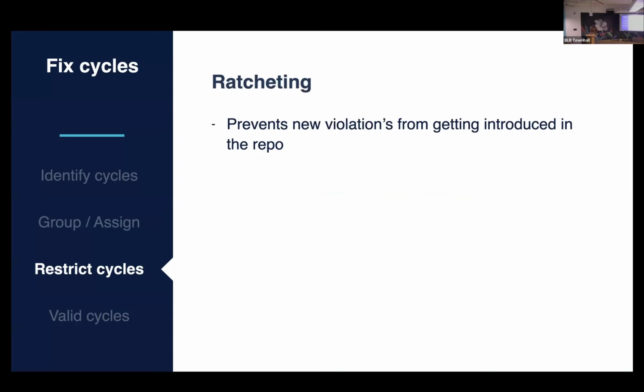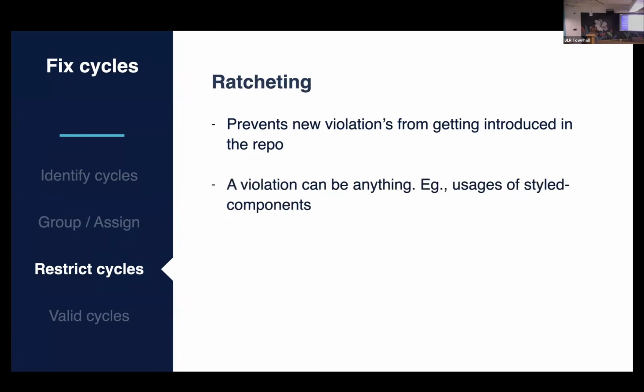Ratcheting, on a very high level, prevents new violations from getting introduced to the repo. What is a violation? A violation can be anything. So for example, usage of styled components. How many times styled components is being imported? So that's a count, right? Maybe you want to stop people from importing styled components, then you add a ratcheting rule against that. So how does it do that?